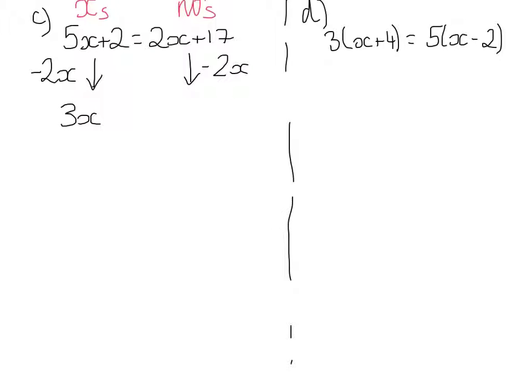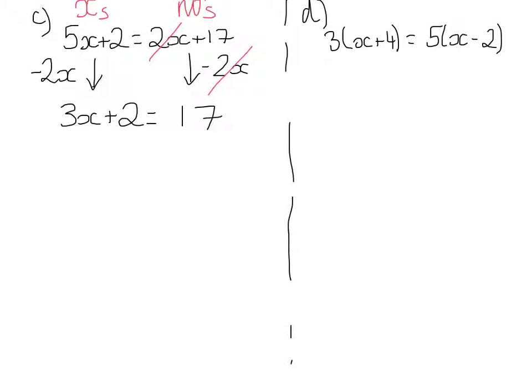So 5x take away 2x leaves me with 3x. But this is where you've got to make sure you don't make a mistake. I've still got that plus 2 there as well. So I'm left with 3x plus 2 on this side. On the other side, these two, just like we wanted to, cancel each other out. So all I'm left with is just that 17. Now this looks like something very similar to what we solved on the first page.